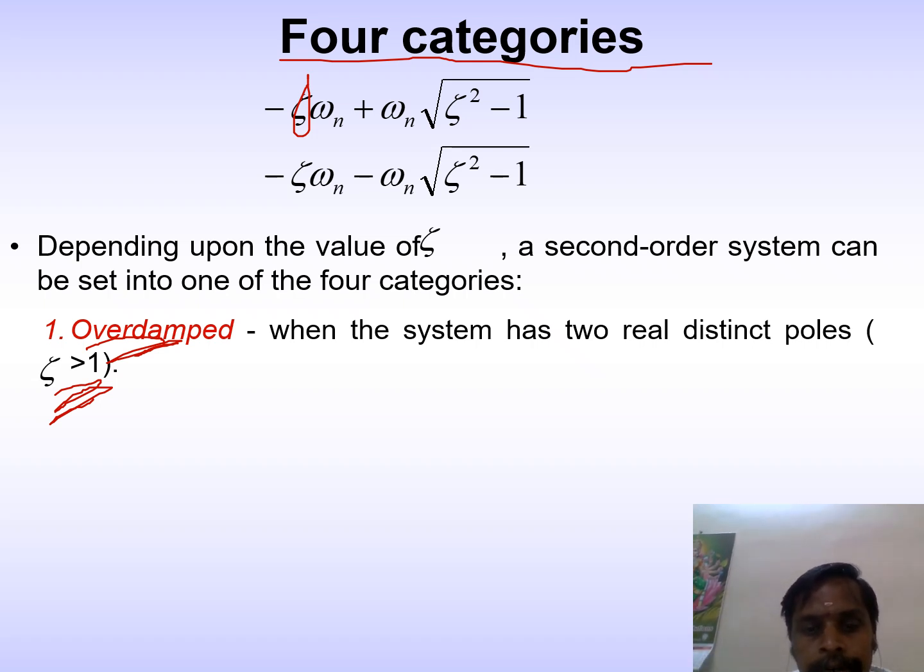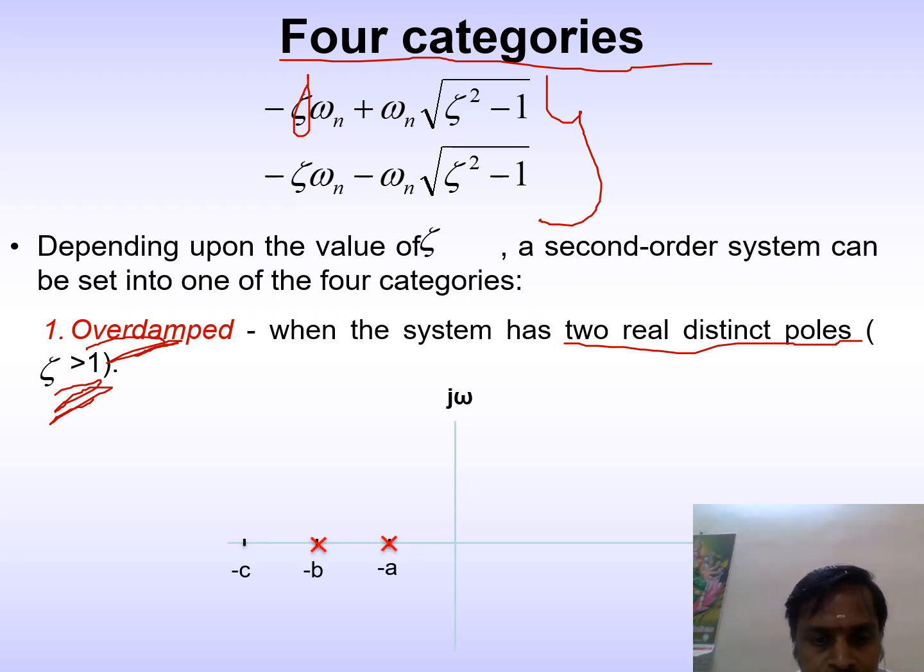In the overdamped case, the two system poles are located on the real part of the system. There are no complex conjugate values. So if the damping value is greater than 1, it is an overdamped system, and it has two poles. Those two poles are located on the real axis itself.